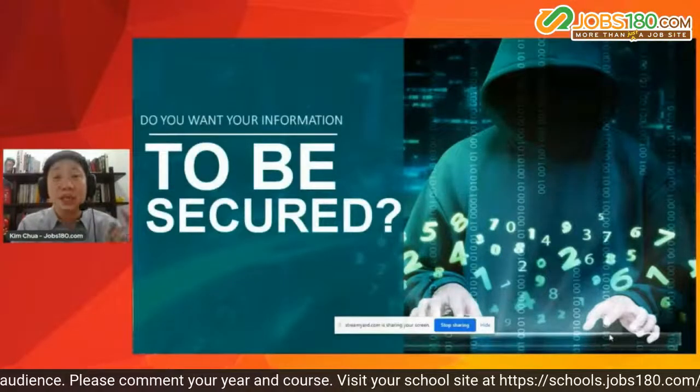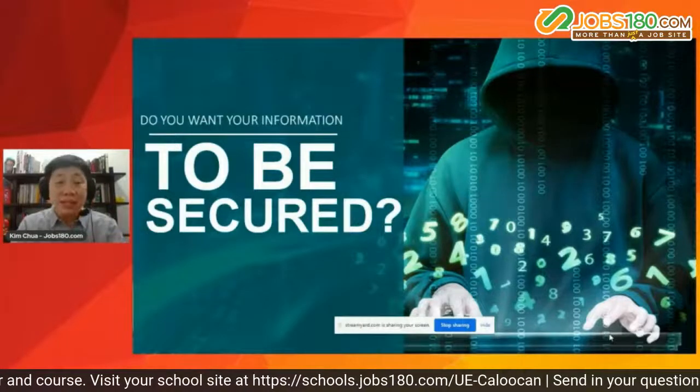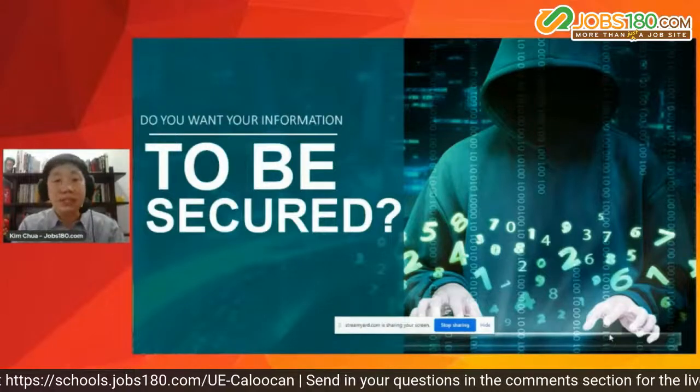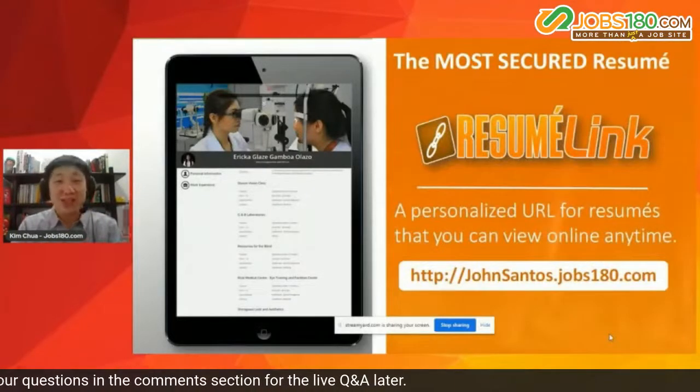Above all, the most important one, this should be in your checklist: the tool should be secured. More than anything, data is really important, but your data should be protected. And using this tool, this is what we call the most secured resume. Why is it called the most secured resume? Let me go through the next slides.